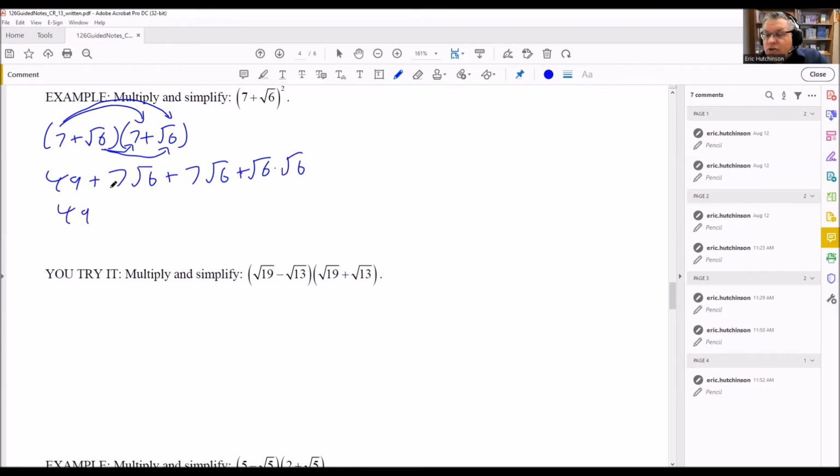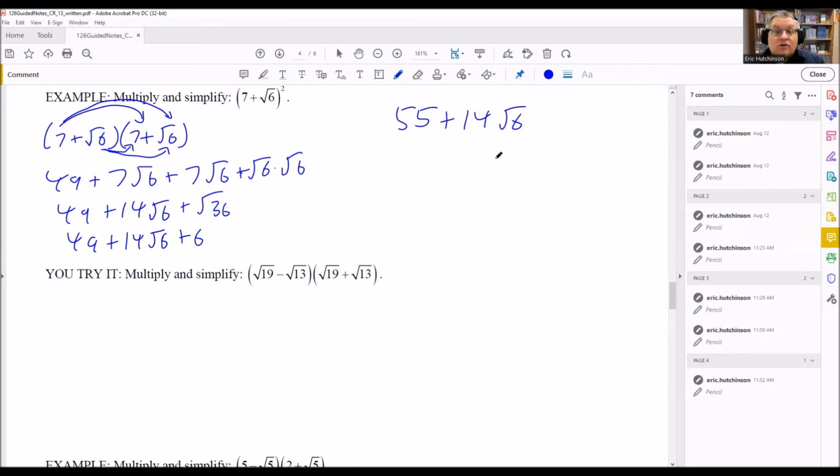Now we're going to add the middle terms. 7 and 7 is going to give you a 14, so we have 14 square root of 6. Those are like terms in this case. Square root of 6 times square root of 6 is going to be square root of 36, which then is going to turn into a 6. So now we can just add 49 and 6 and get 55. And so this would be the final answer here: 55 plus 14 square root of 6. There's nothing more we can do here because these are not like terms. Okay, so we'll leave our answer like that.